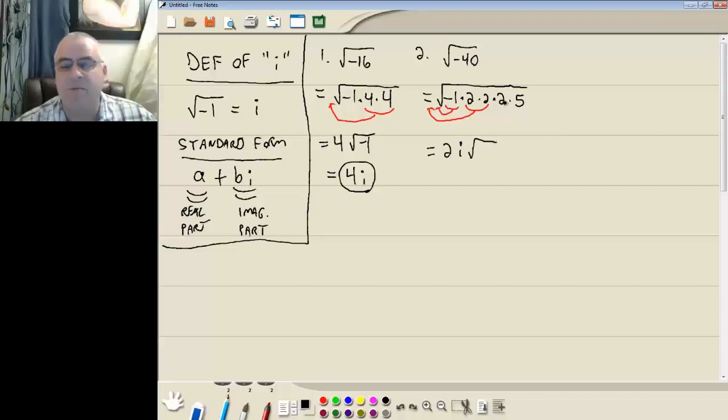And we're left inside with a 2 and a 5, but again, we have to have pairs of them, and there are no pairs, so 2 times 5 just gives us 10. So our answer is 2i square root of 10. Now, some books get kind of rigid about this, so they put the i at the very end. And some books will put it in front of the radical.